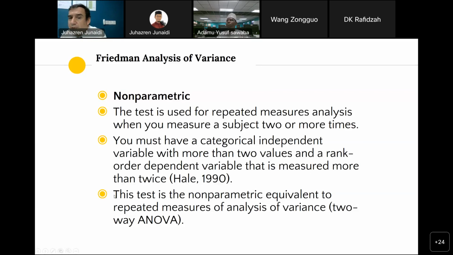Friedman analysis of variance is used instead of two-way ANOVA. It's a non-parametric version of the two-way ANOVA analysis.